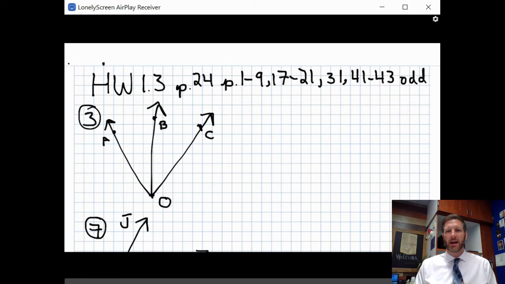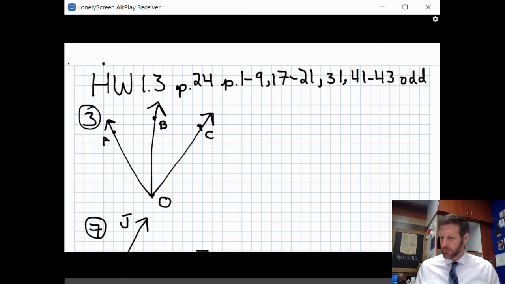Here's the exercises for homework 1.3. I'm going to do 5 different problems for you. We're going to be working through 3, 7, 9, 31, and 41. You can see at the top of the page here the fullest set that I have assigned for this section. But again, I'll just be doing a sampling of those.